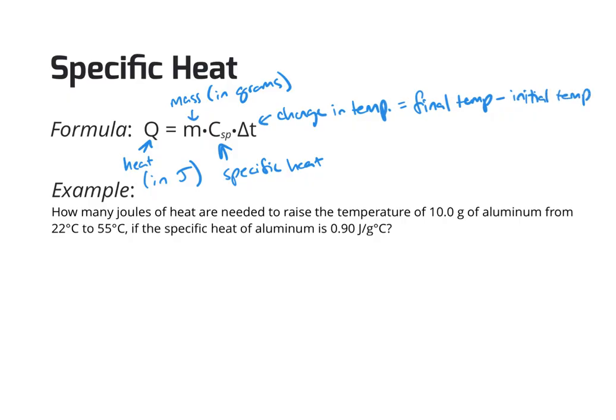All right, so let's see what they give us in this problem. First of all, they say how many joules. That means that I'll be finding the Q. Are needed to raise the temperature of 10 grams. So they've given me a mass of 10 grams from 22 to 55 degrees Celsius. So my change in temperature is going to take the later temperature minus the earlier temperature to get a difference of 33.